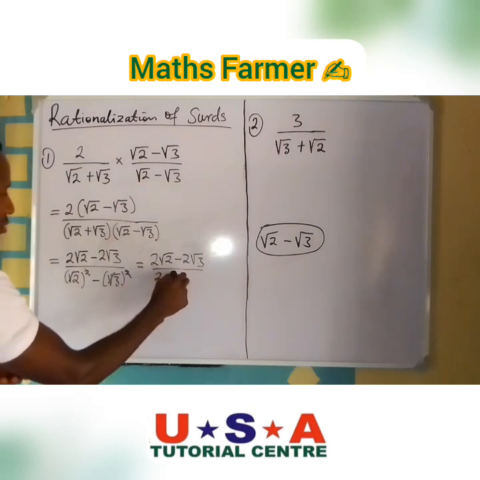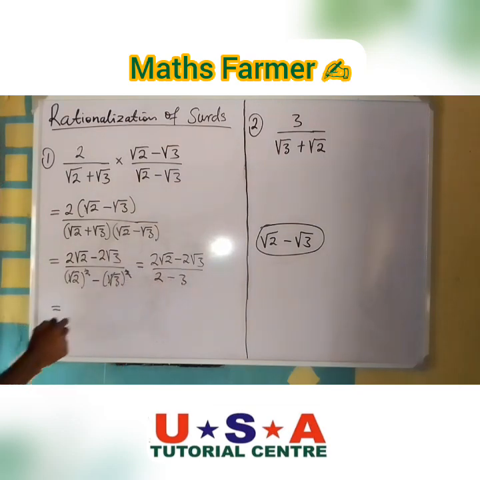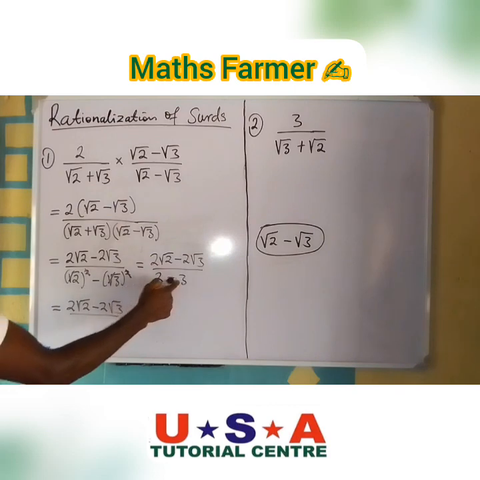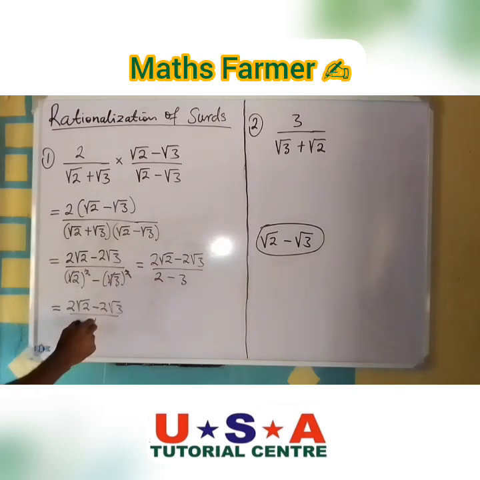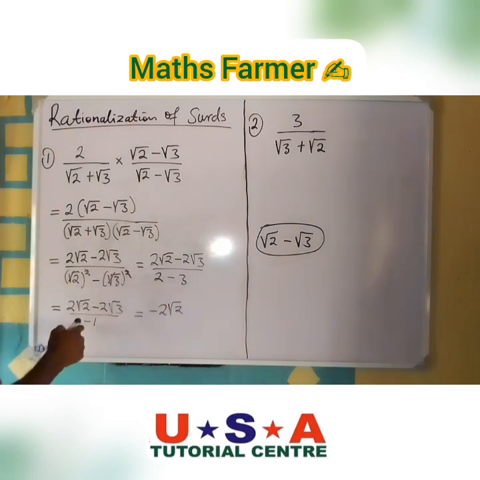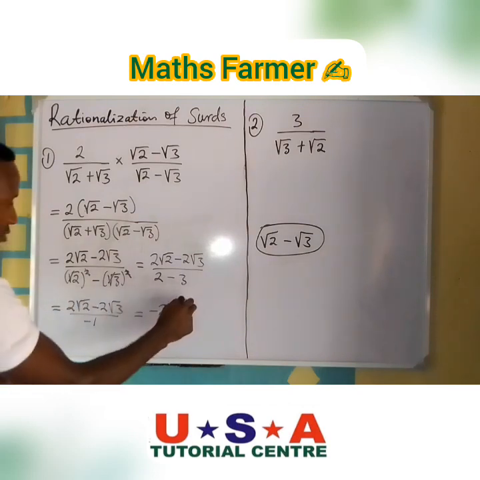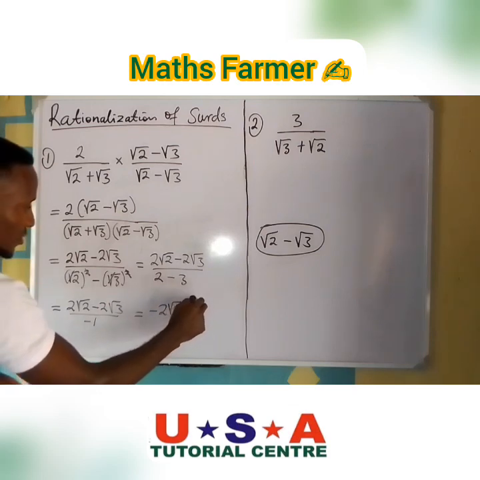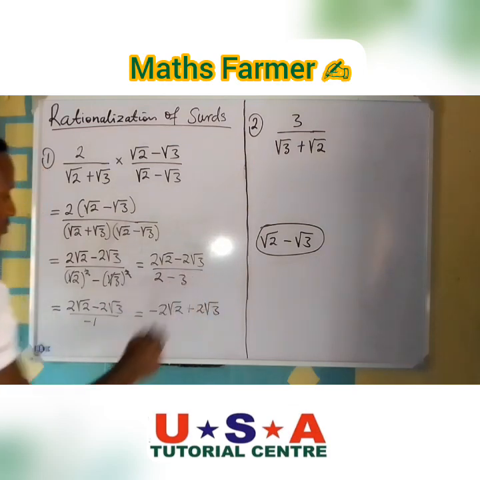We have remaining 2 minus 3. So our result is 2 root 2 minus 2 root 3, all divided by 2 minus 3, which gives us minus 1. This is the answer, but you can simplify further by using the negative to multiply every term. This is the same as minus 2 root 2, then minus the minus 2 root 3 cancels out, and minus divided by minus gives a positive root. That's what we have here.